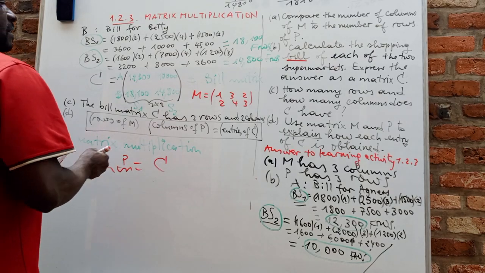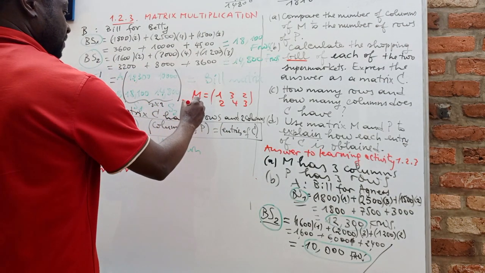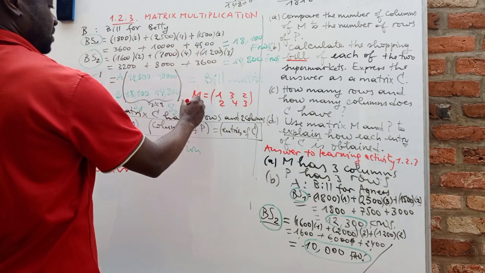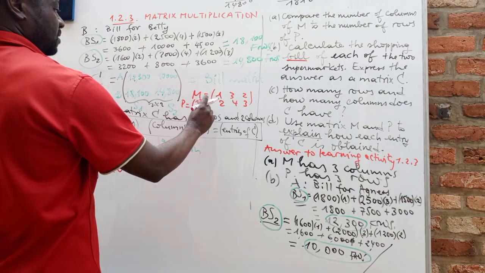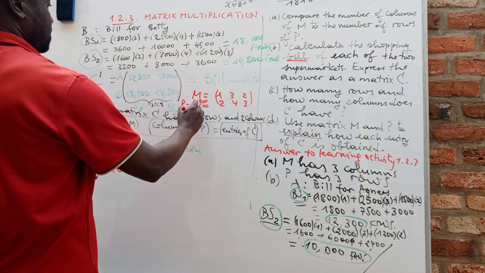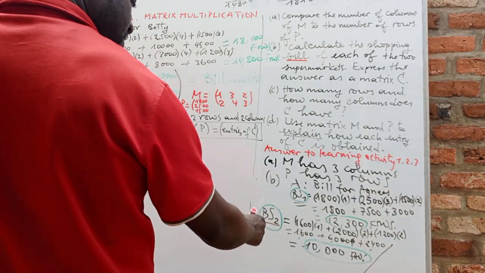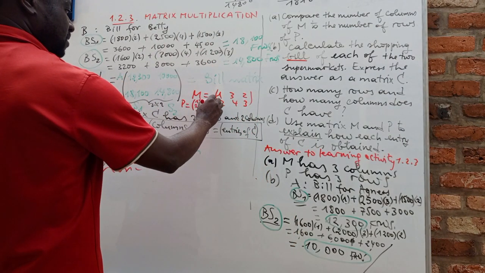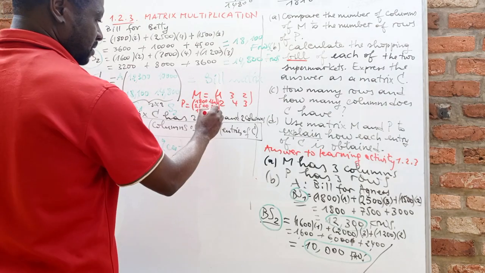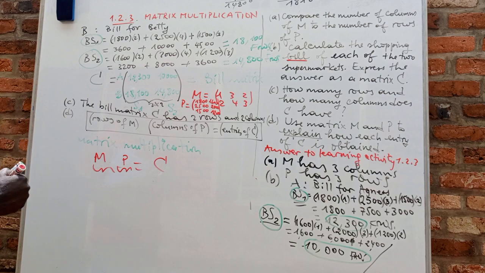Now, how about matrix P? Matrix P was: first column 1800, 2500, 1500; second column 1600, 2000, 1200. Okay, this was the matrix P.